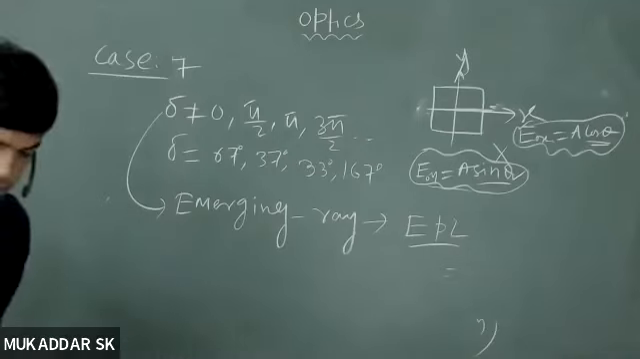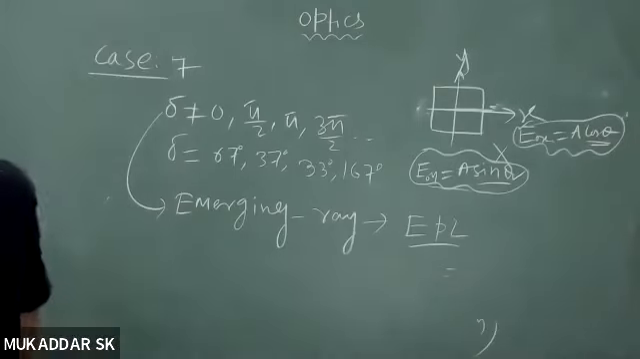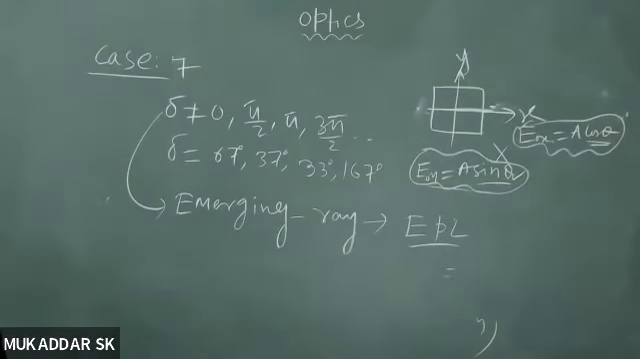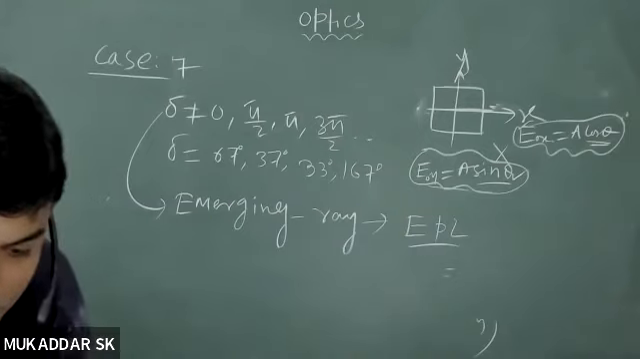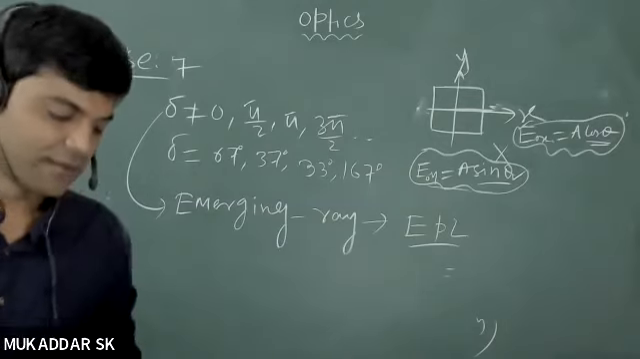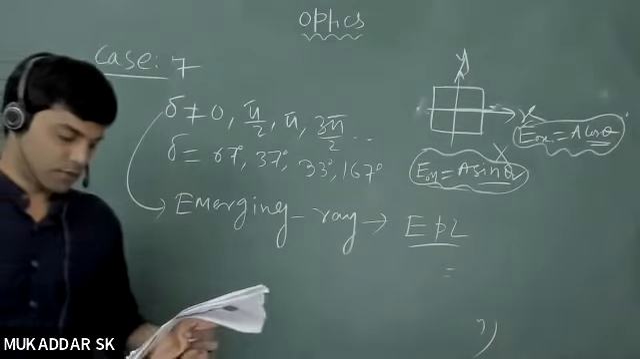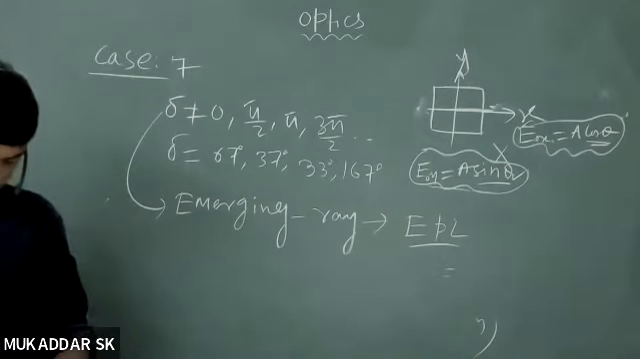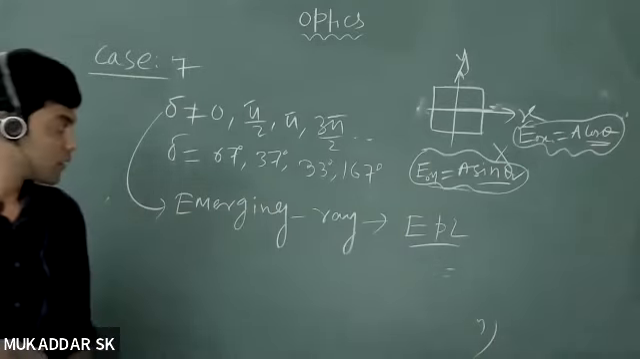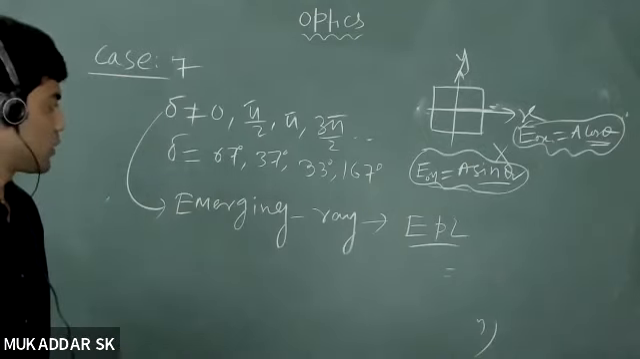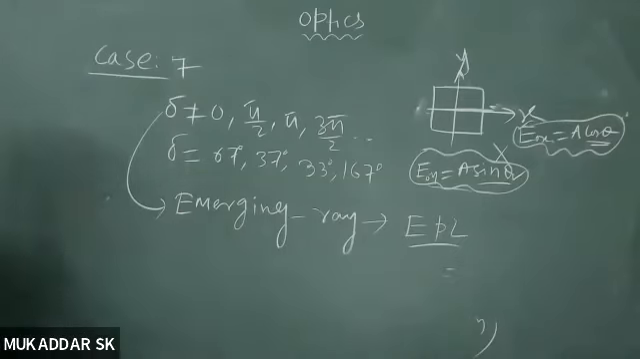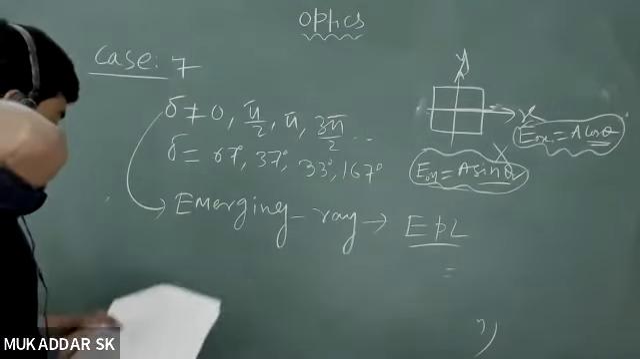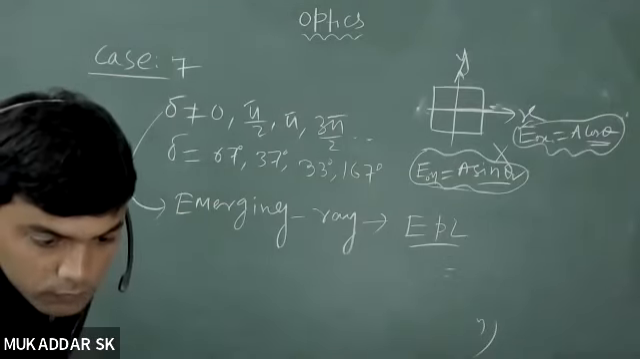Okay, is this much clear to you all? Sir, is there any reason for taking these values 67, 37? Is there any reason for taking these particular values of delta, 67, 37? Actually, this is experimentally observed. At this particular angle, the emerging ray is elliptical in nature. So this is like an experimental observation. Okay. Is this much clear to you all? Please tell me. Yes, sir.